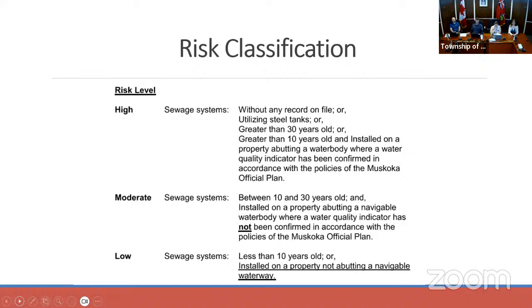Another item on that high risk list that I would like to draw attention to is for sewage systems greater than 10 years old and installed on a property abutting a water body where a water quality indicator has been confirmed. For this year's inspection area, that would apply to 3 Mile Lake, where long-term phosphorus concentrations and documented occurrences of blue-green algal blooms have been identified within the district of Muskoka's official plan.